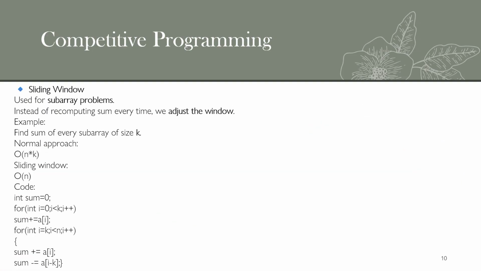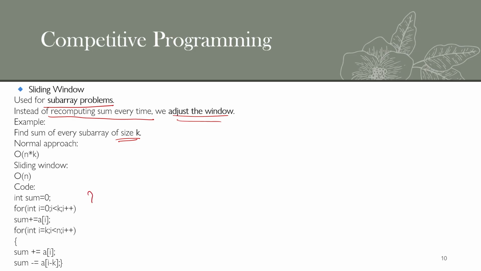Next is your sliding window. It is used for sub-array problems. Instead of recomputing the sum every time, we adjust the window. Example, we find the sum of every subarray of size k. In the normal approach, we get the time complexity of n into k, but by sliding window, we get the complexity of n.